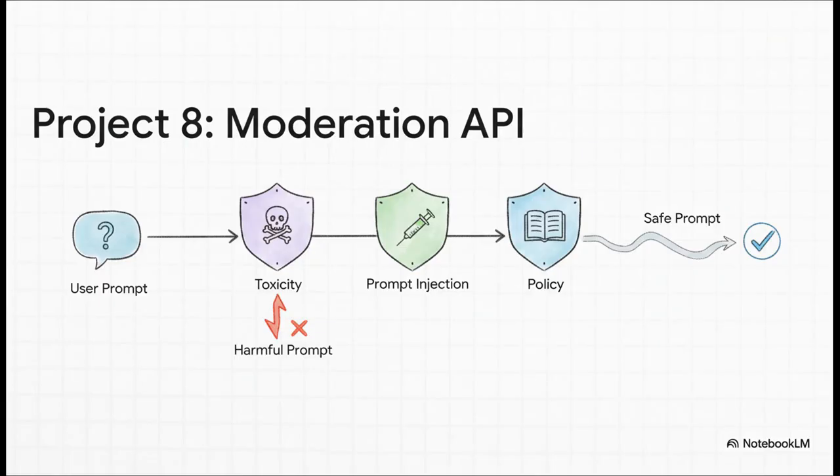Look, if you're putting an LLM out into the wild, you have to think about security. This project is all about building a robust content moderation API. It's not just a single check, it's a multi-step safety pipeline. Think of it like multiple layers of security guards, each checking for different things like toxicity or prompt injection before a response is ever generated. This is how you build defensible AI.